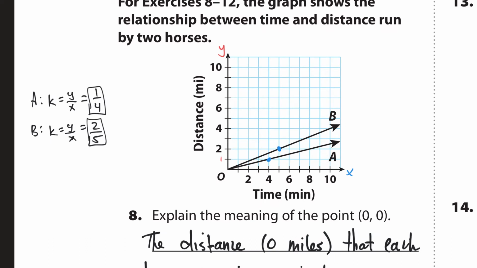Given the same amount of time, let's say 4 minutes, this horse runs 1 mile, but this horse is running farther in the same amount of time. That means this horse is running faster. So to draw a line for a horse that's going faster, you just draw something like this. Anything above line B would be a horse. It'd be a really fast horse. But something like that is what they're looking for.